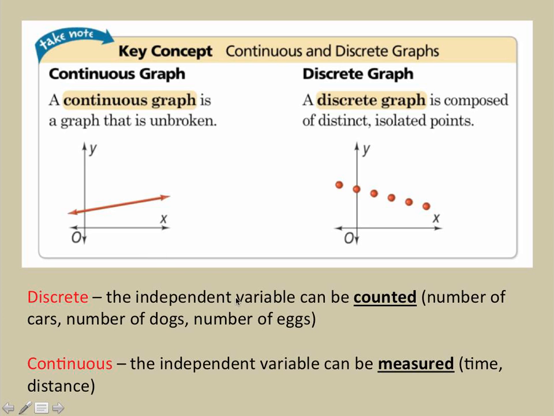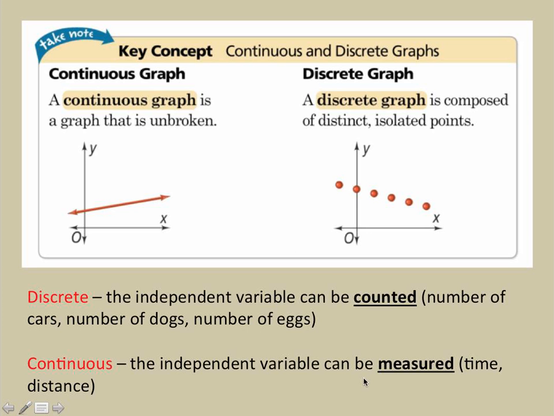Well, if my independent variable, my x's, can be counted, I would use a discrete graph, like number of cars, number of dogs, number of eggs, things that are whole numbers. I would do a discrete graph. I can't have 2.3 cars or 1.6 eggs. All right, so those have to be whole numbers, so those would be dots.